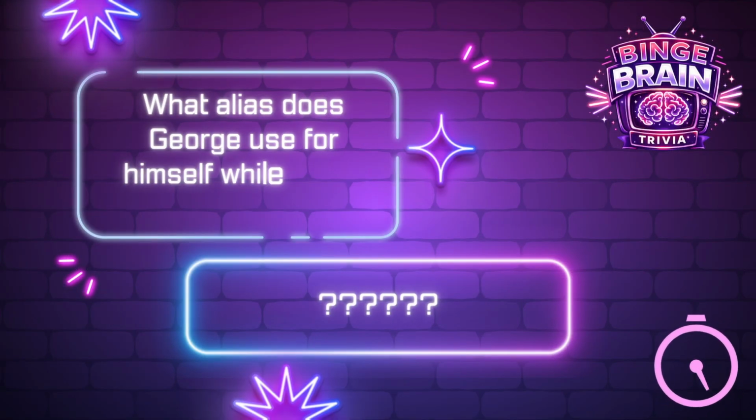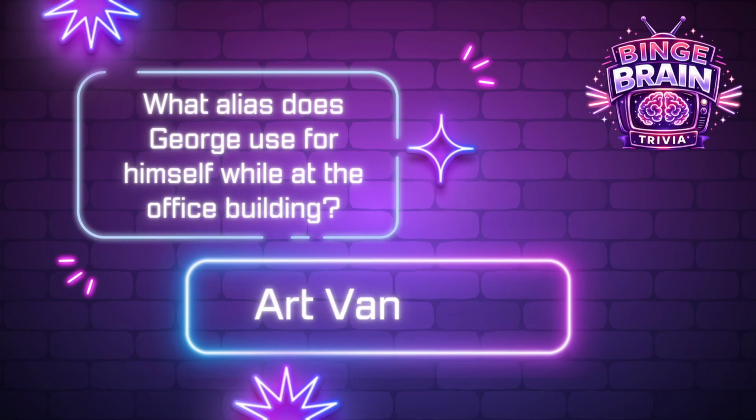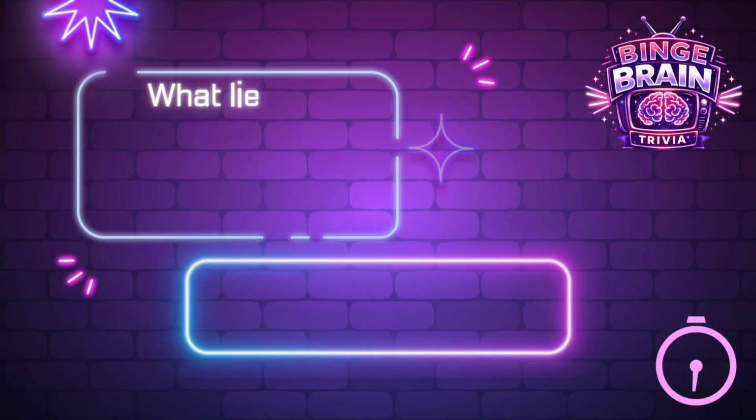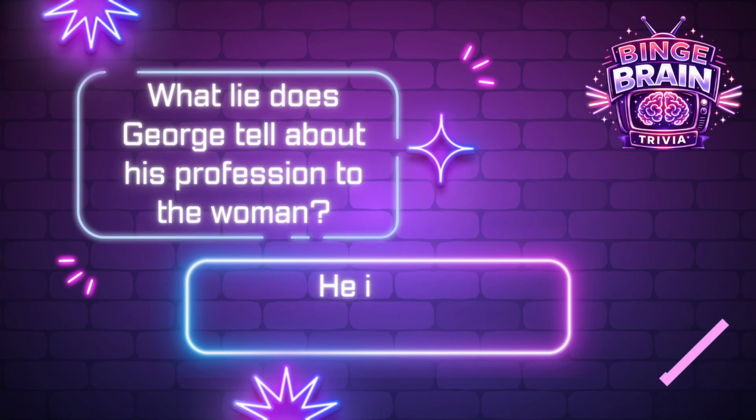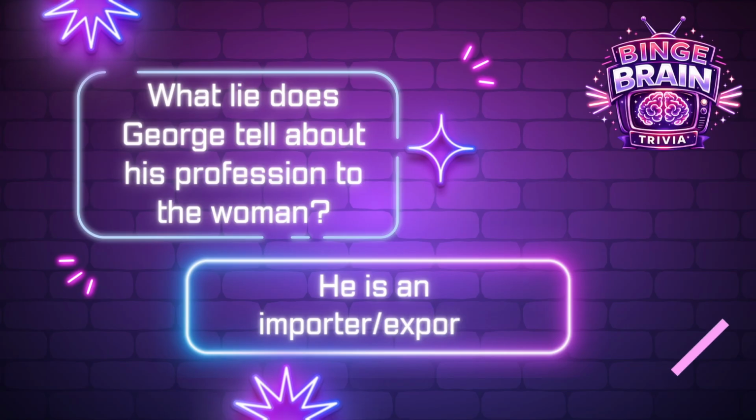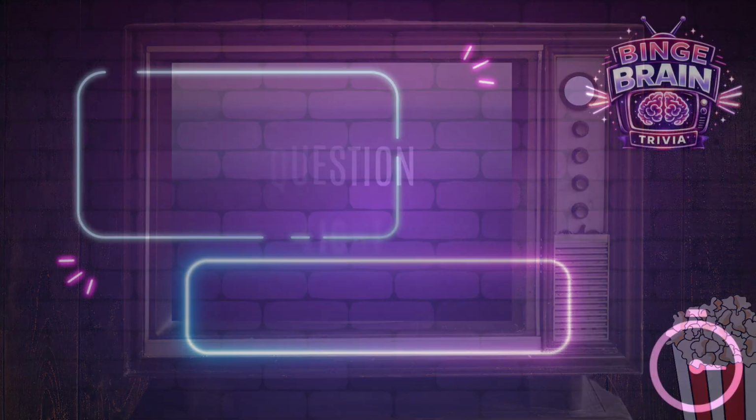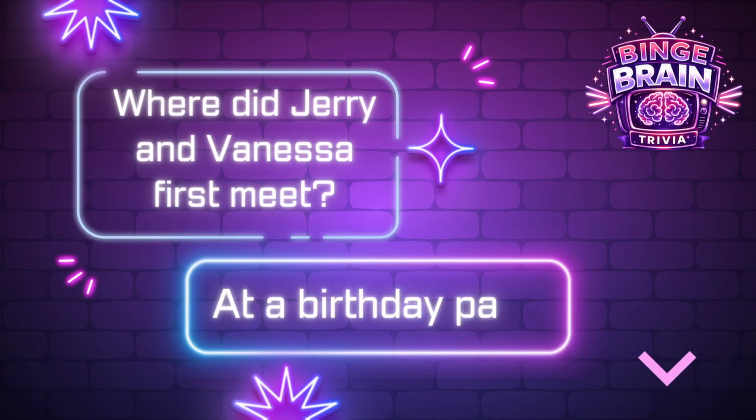What alias does George use for himself while at the office building? George uses Art Vandelay as an alias for himself while at the office building. What lie does George tell about his profession to the woman? The lie George tells about his profession to the woman is that he is an importer-exporter. Where did Jerry and Vanessa first meet? Jerry and Vanessa first meet at a birthday party.